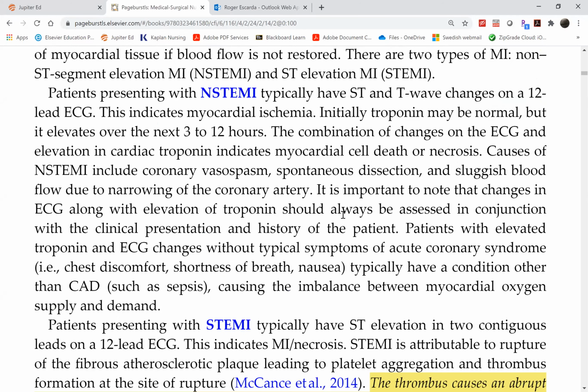We can still use CKMB, if you remember that from A&P. CKMB is still cardiac specific. However, they start to drop about 24 hours after the MI, meaning they will only be present for a short time.